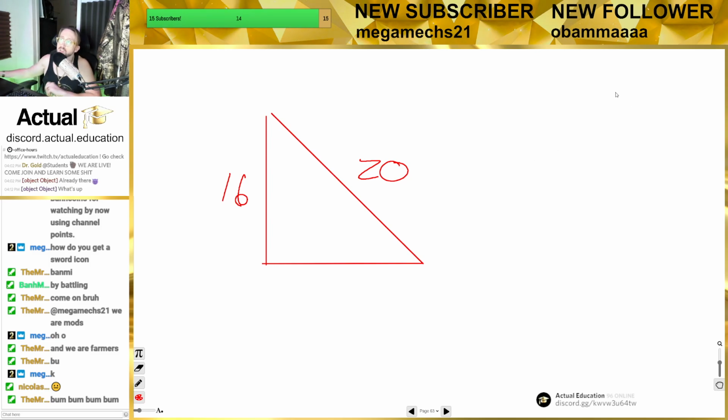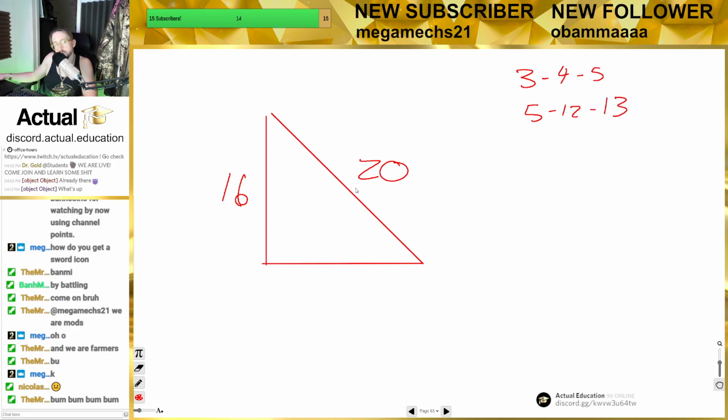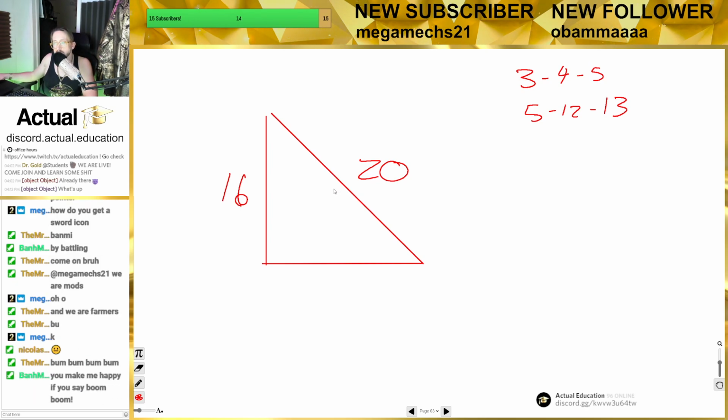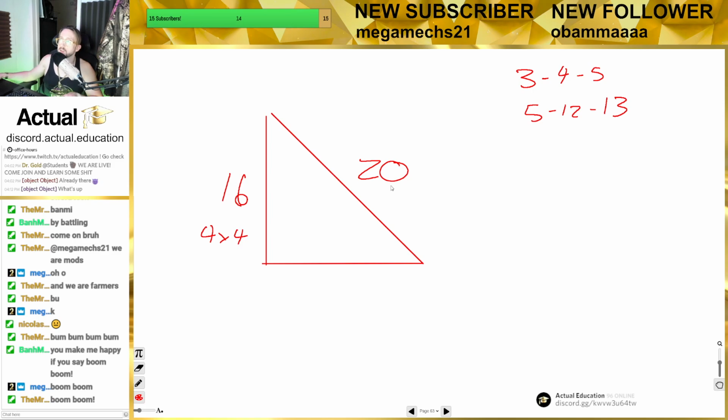So let's remember what our special triangles are, right? 3, 4, and 5. 5, 12, and 13. Does this one look like it follows any of the patterns? It's the 4. It follows this one, but by what factor? 4 and 5. So you see how this is 4 times 4, and this one is 5 times 4.